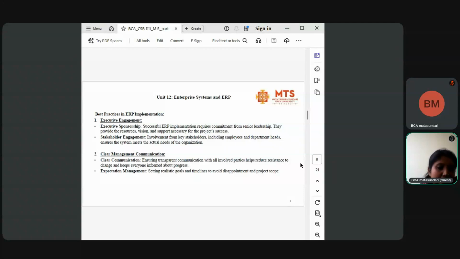And another is clear management communication. In clear communication, ensuring transparent communication with all involved parties helps reduce resistance to change and keeps everyone informed about progress. Okay, and expectation management, that is setting realistic goals and timelines to avoid disappointment and project scope issues. So these are the best practices in ERP implementation. So next slide.